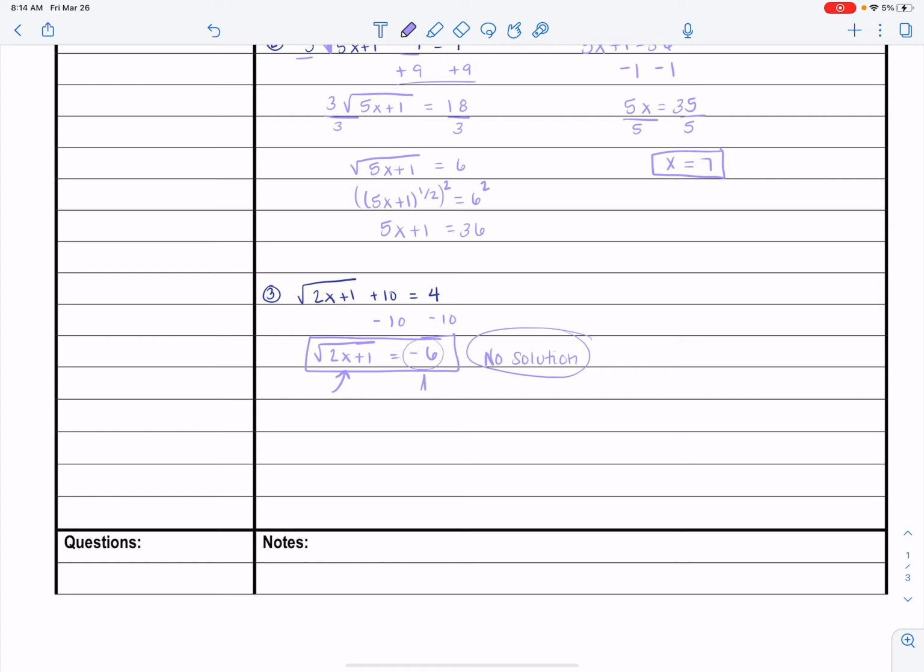So if you have a negative answer when your square root is isolated all by itself, then you say there's no solution. And that's it for today.